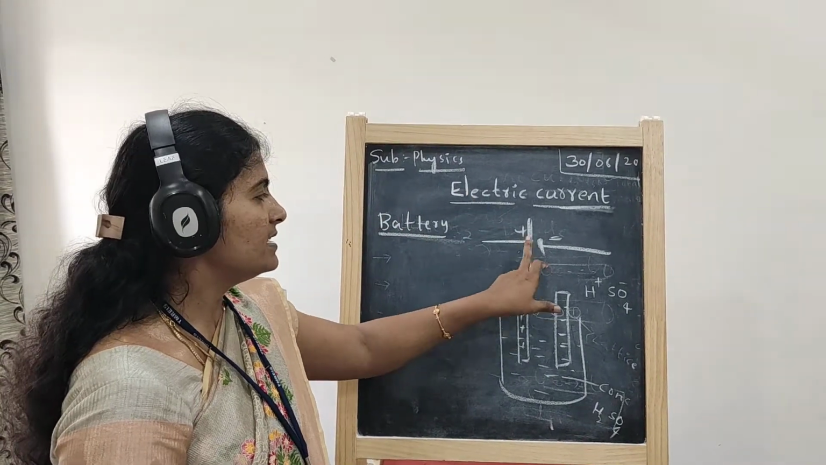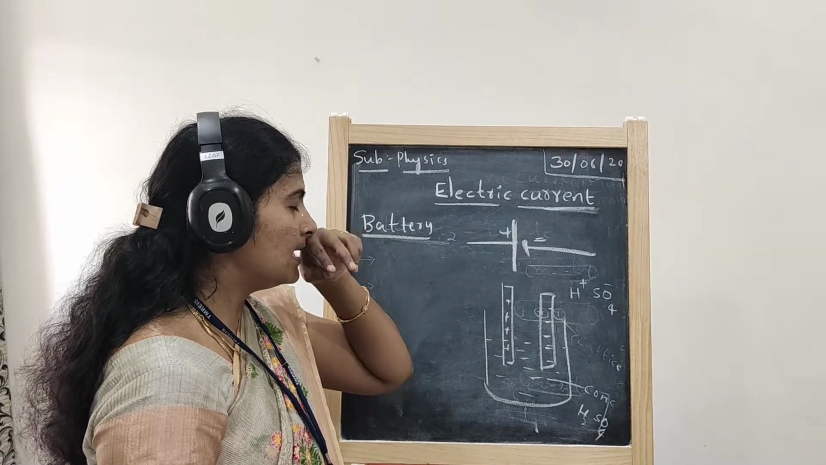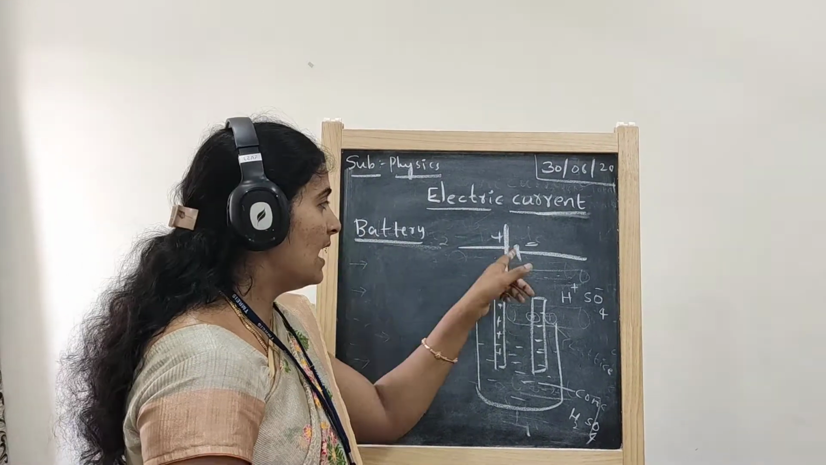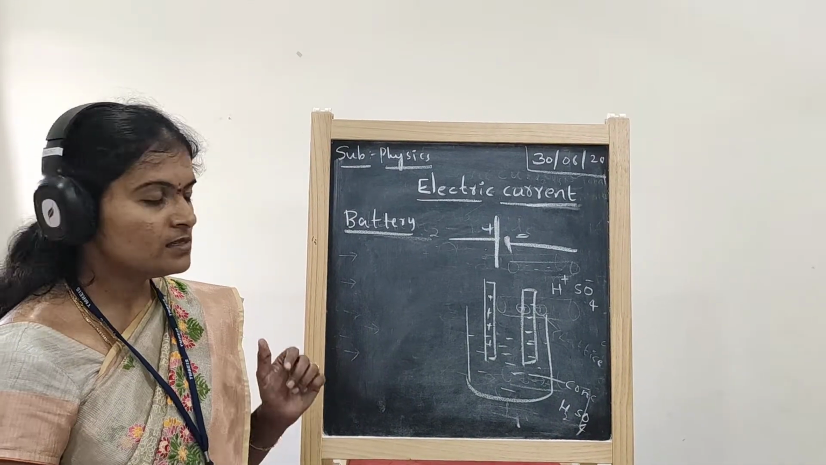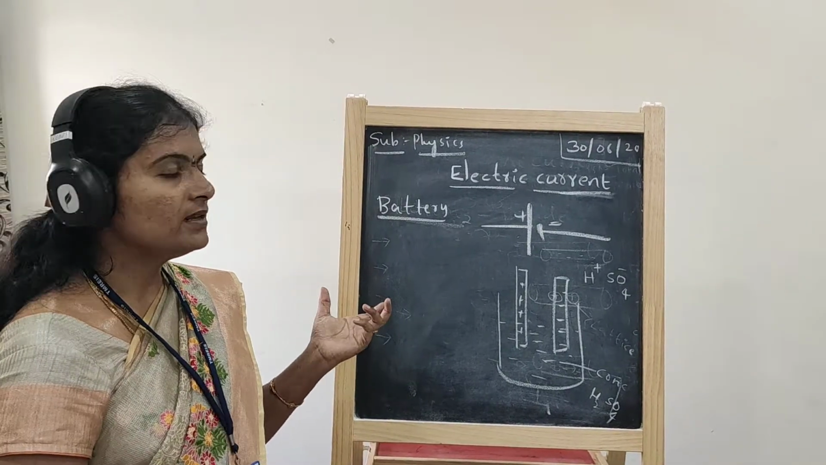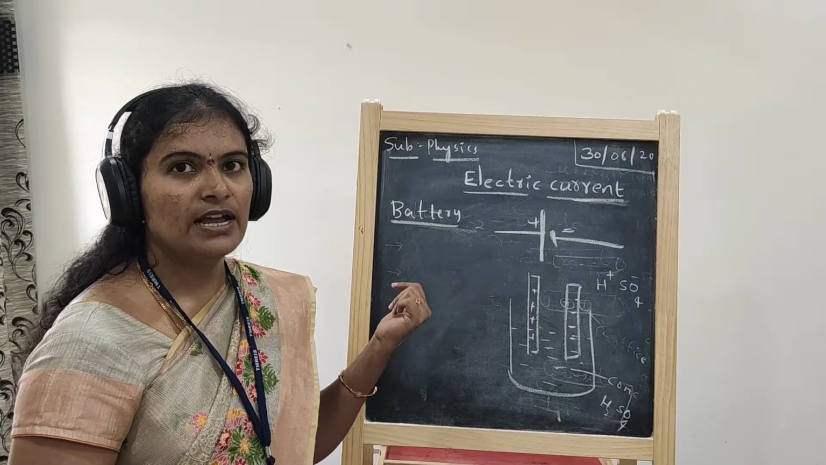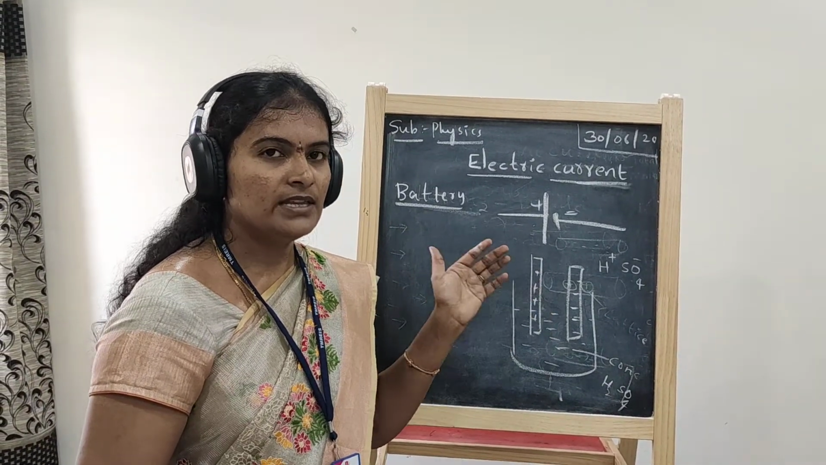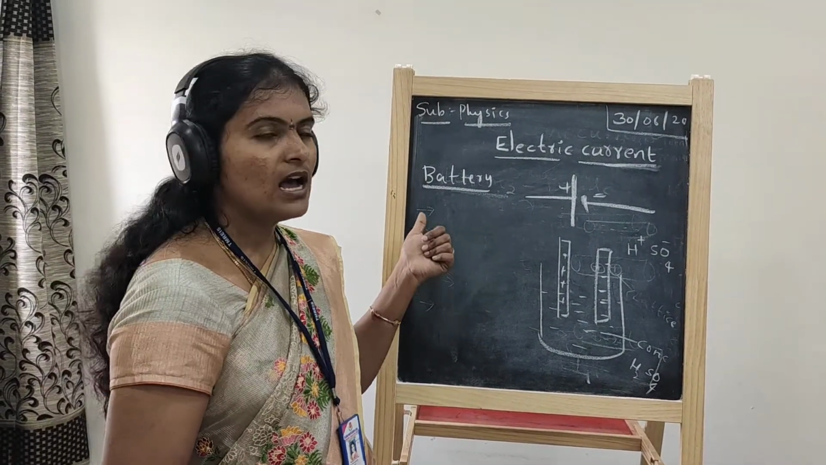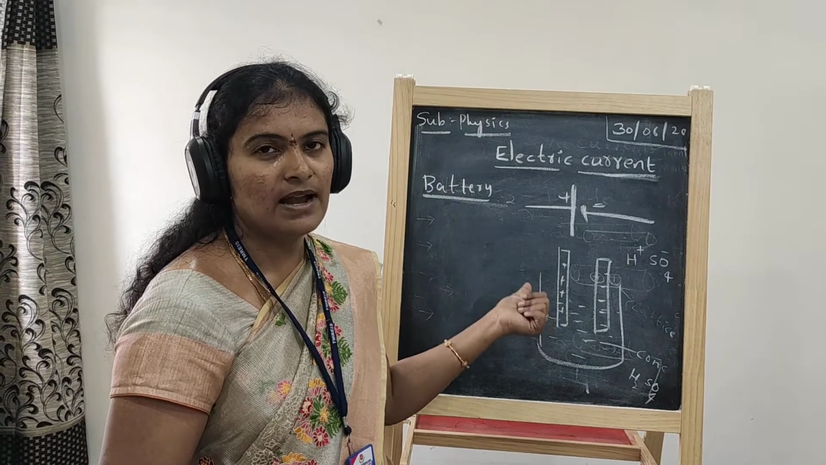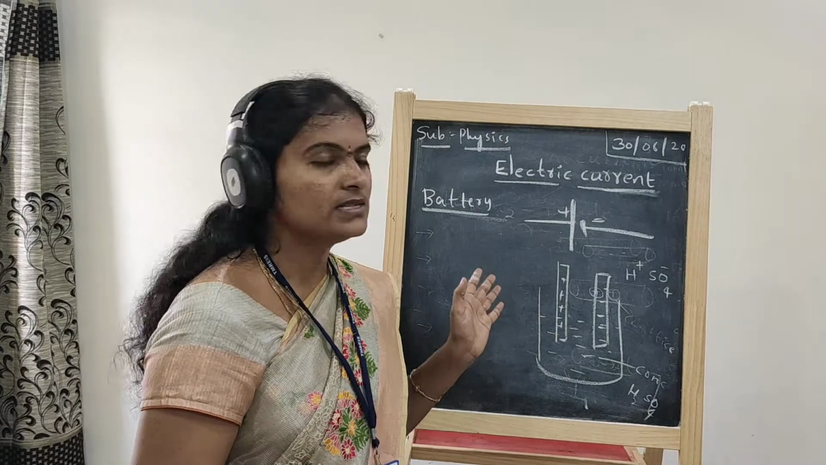In this chapter, this is the symbolic representation of the battery. This long line is called the positive terminal of the battery, and this short line is called the negative terminal of the battery. So this is one more topic: how the battery works, and how in the battery chemical energy is converted into electrical energy. In this module we discussed two topics: Lorentz root theory, and how the battery works.